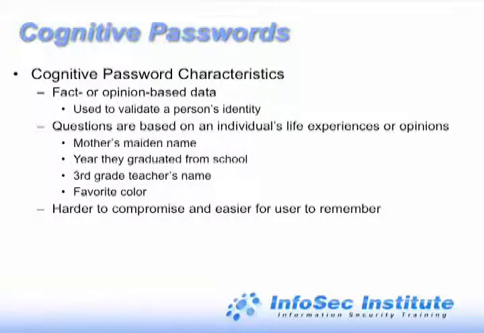Also, mother's maiden name. Again, just doing your research, you'll be able to find out through family trees what that's going to be. Year graduated from school, a lot of times they'll have it on LinkedIn, on their resume, the resumes being on Monster, Dice, and so forth. Third grade teacher's name, a little research. This is probably going to be a little bit harder, but you can find out what school they were at and then just go chronologically. Favorite color is also hard to compromise and easier for the user to remember. I have seen a lot of cases, even happen to me, where I couldn't remember the cognitive password that I put in there. Then spelling also is an issue.